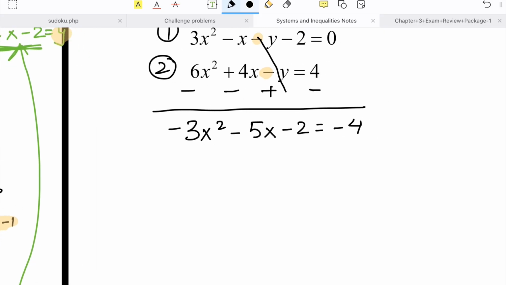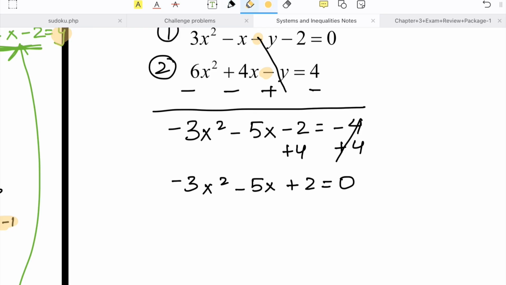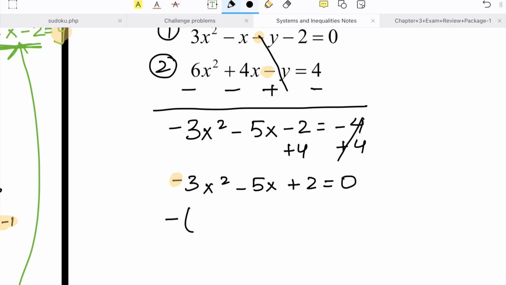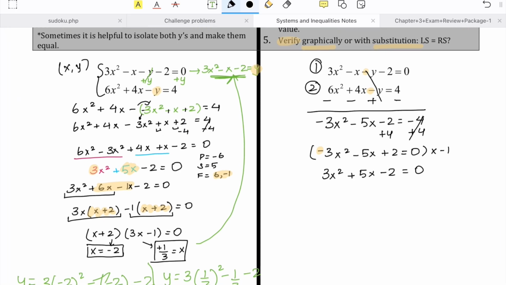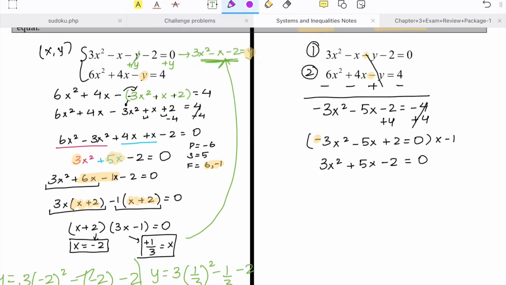Does that make sense? Okay. Now I'm just going to move everything to one side. Add 4 on both sides. I get negative 3x squared minus 5x plus 2 is equal to 0. I have a negative. I don't like when I have a negative with my x squared, so I'm just going to factor out the negative. Or you can also multiply negative 1 on both sides of the equation. So you have 3x squared plus 5x minus 2 is equal to 0. This looks similar, right? It's literally this equation. So we just follow the same steps from here.